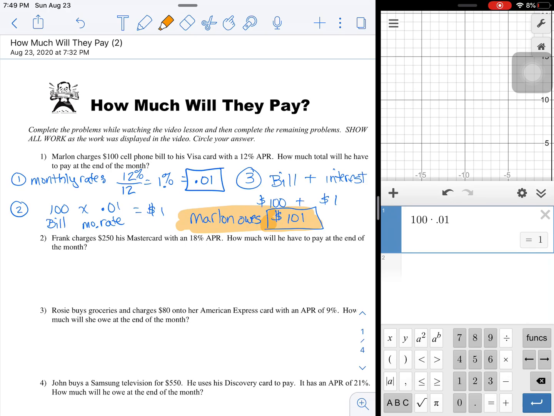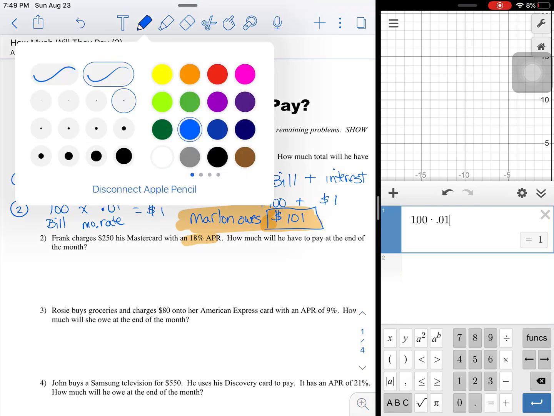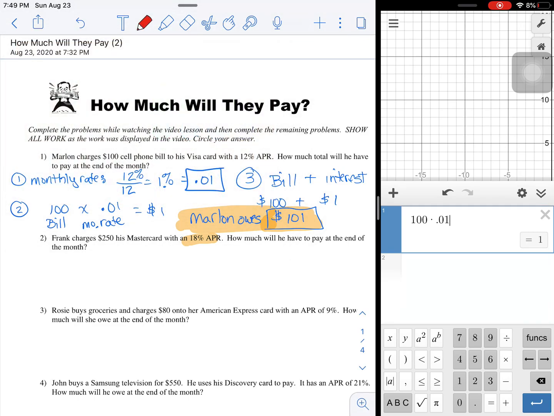You're doing the same exact thing for 2, 3, and 4. Remember that monthly rate is different. In number 2, the monthly rate is 18%. So it's 18 divided by 12. You're going to get some sort of decimal. You have to convert it 2 places to the left. If you want to put that in a little note, 2 places left. All right, 2 places to the left.